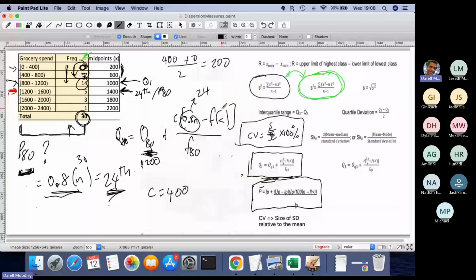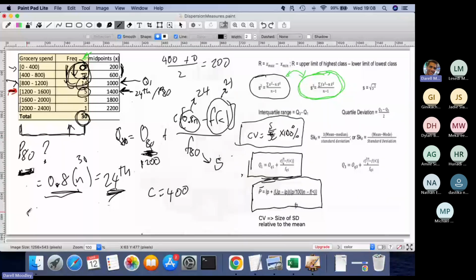This F of less than is the same principle. We're on this interval now, where the red mark is, so that's the cumulative frequency before that. Everything before that is these three, so it's 0 plus 7 plus 14, which is 21. You add up the frequencies for every interval before that. And this F80 is just the frequency of the interval we're referring to, and that's 5. So you substitute all these values into the formula and you'll get a value.